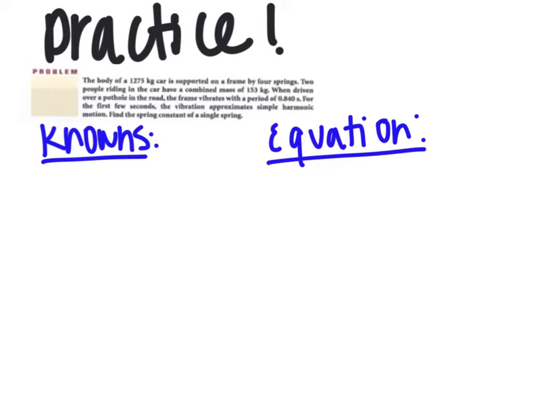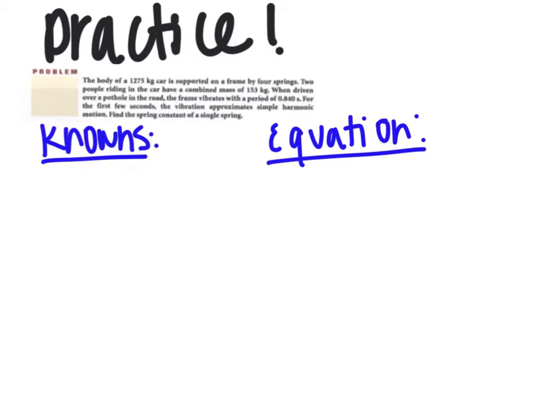So I'm actually going to do a practice problem. The problem reads: the body of a 1,275 kilogram car is supported on a frame by 4 springs. 2 people riding in the car have a combined mass of 153 kilograms. When driven over a pothole in the road, the frame vibrates with a period of 0.840 seconds. For the first few seconds, the vibration approximates simple harmonic motion. Find the spring constant of a single spring.